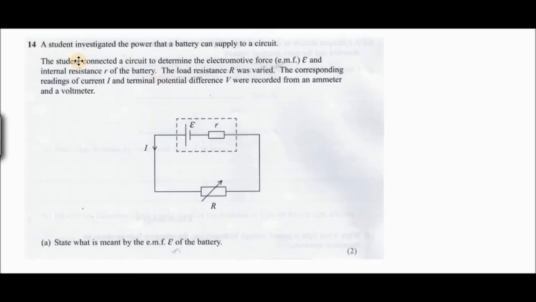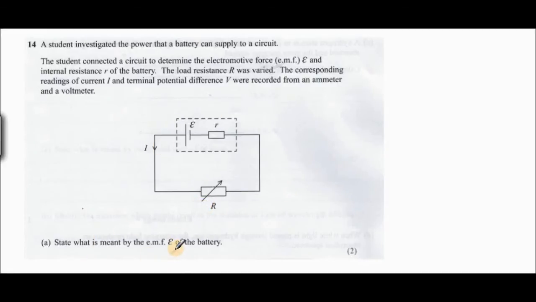So let's start. A student investigates the power that a battery can supply to a circuit. A student connected a circuit to determine the electromotive force and the internal resistance r of the battery. The load resistance R was varied. The corresponding readings of current I and terminal potential difference V were recorded from an ammeter and a voltmeter. This is the circuit diagram.